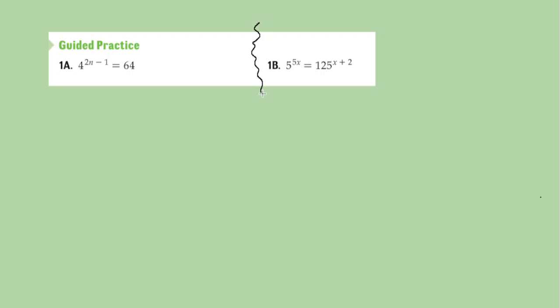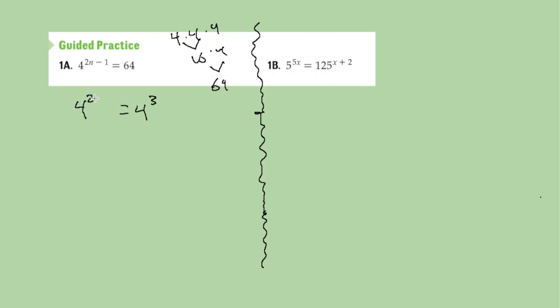All right, so I'm hoping you listened, and you did 1A, or you tried it at least, okay? So here's the thing. I can write 64 as 4 to the third power because it's 4 times 4 times 4, right? 4 times 4 is 16, and 16 times 4 is 64. And then I have 4 to the 2n minus 1, right? And so once your bases are the same, I can set this equal to this.